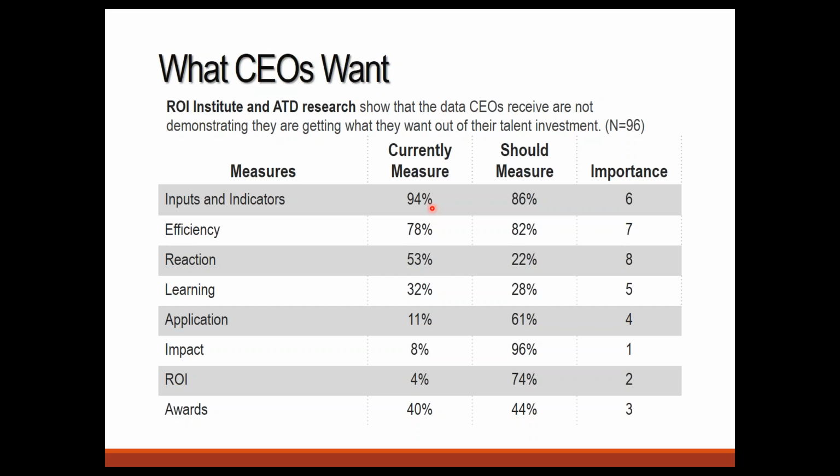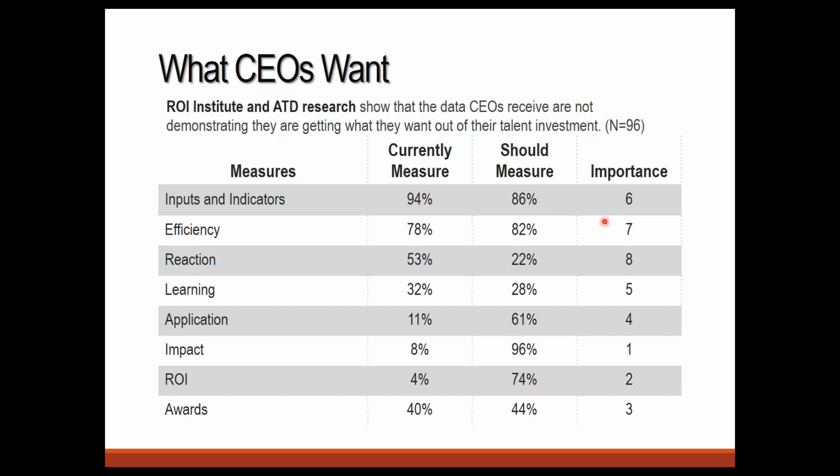We've got to balance this story around investments with results. Results represent investments. Investments are allocated. It's the same money. It's all in how you position it. So what the CEOs were telling us, we're getting a whole lot of this, a whole lot of activity. We want to know what's happening as a result of that activity.